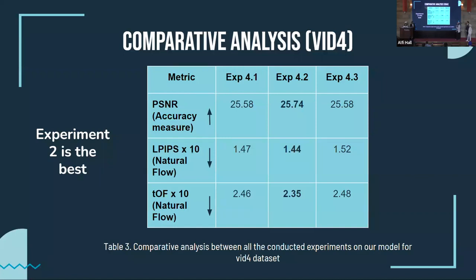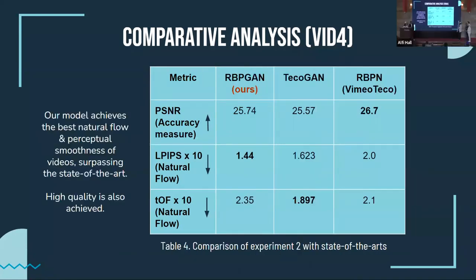So as you can see here, experiment 2 got the best accuracies for the PSNR, which represents the accuracy or the quality of the videos, and the LPIPS, and temporal, and TOF, which represent the natural flow and the smoothness of the video. So we'll use experiment 2 to compare with the models.